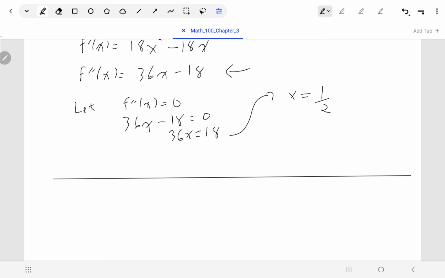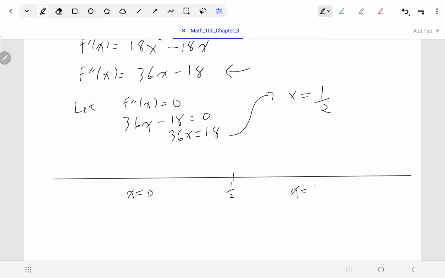We'd put any places where our second derivative is undefined. Don't have any of those. We put any place where our second derivative is equal to 0, and we've got one of those, at 1/2. So there are only two intervals to look at, things less than 1/2 and things bigger than 1/2. As always, I'm going to choose nice numbers for myself. Less than 1/2, I'll choose 0. Larger than 1/2, I'll choose 1. Then we'll find out what happens with our second derivative.